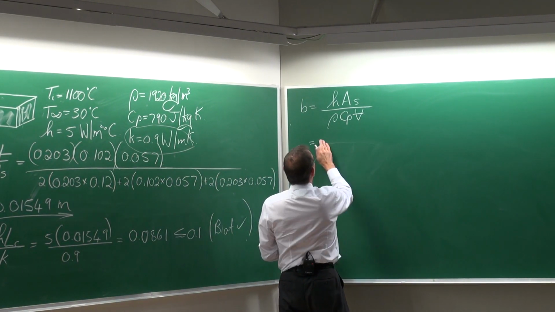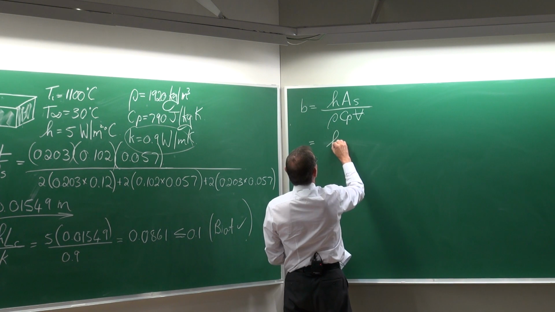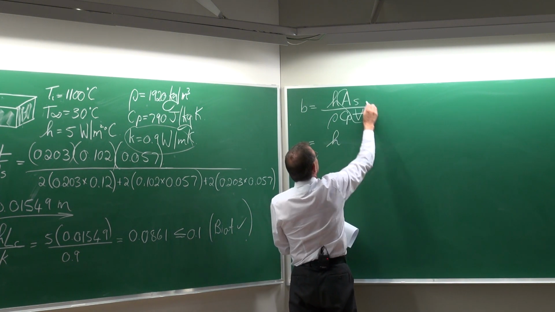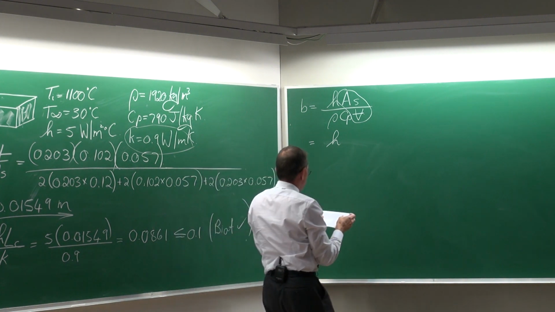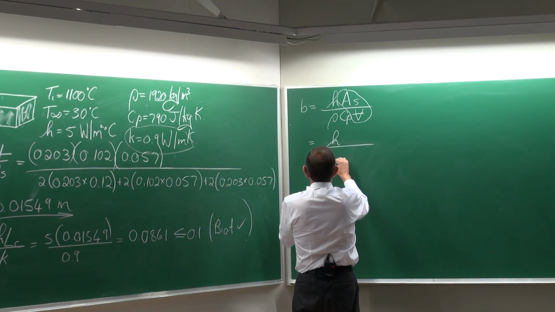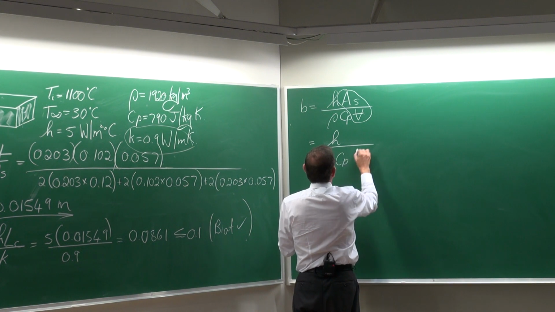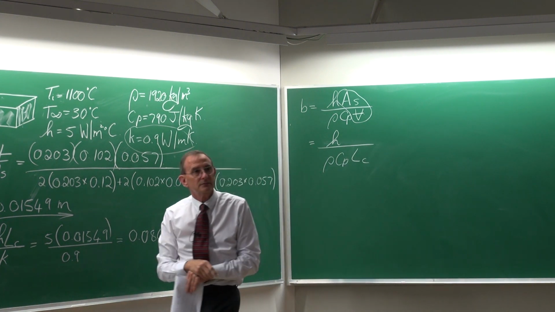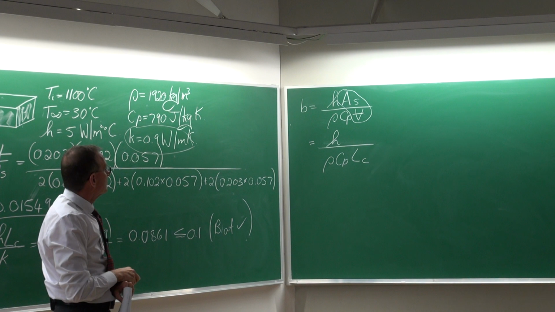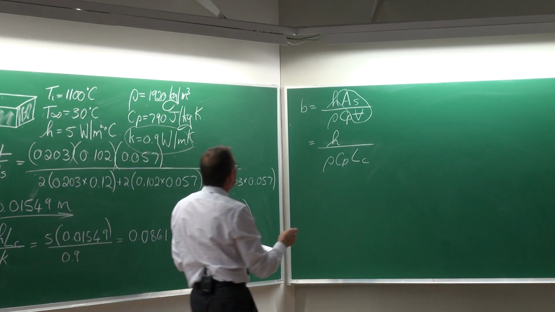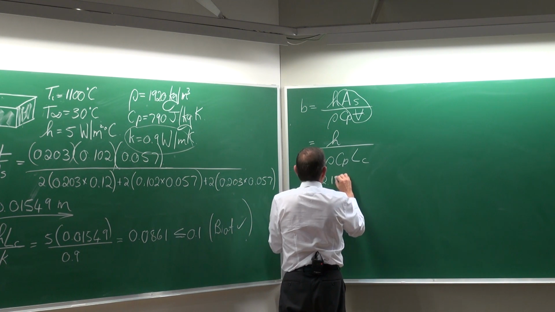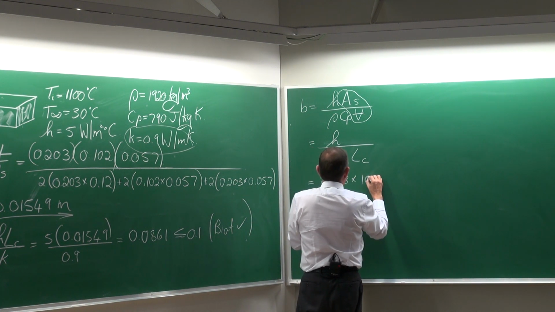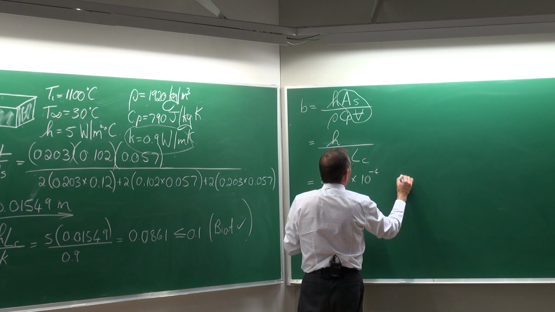However, if you look at this, you can actually see that this is the characteristic length. So it can be written as the heat transfer coefficient divided by rho Cp, the characteristic length. And if you go and calculate the B value, it is 2.128 multiplied by 10 to the minus 4 per second.